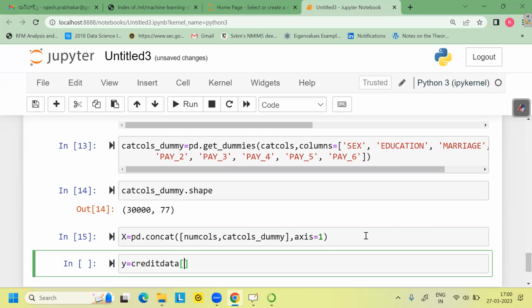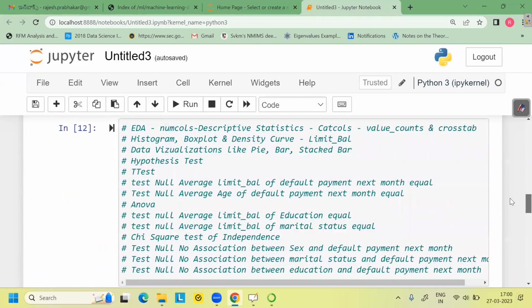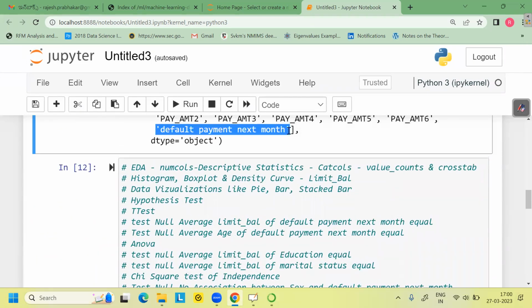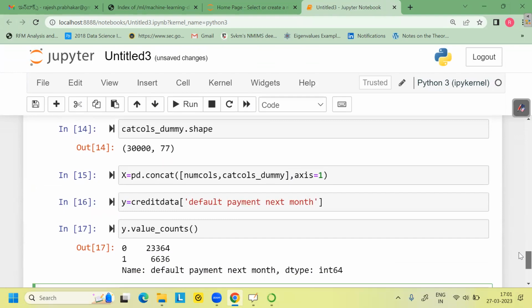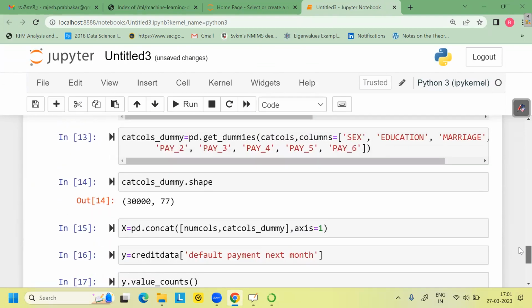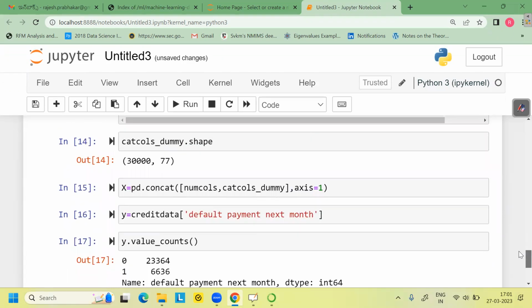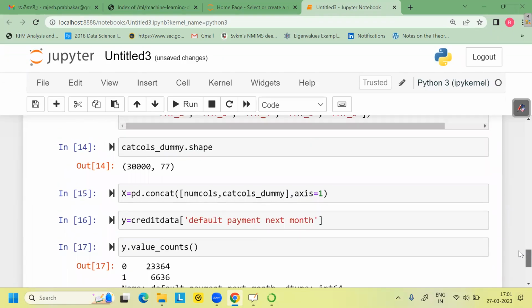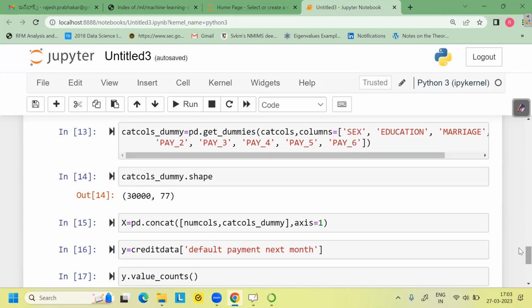For credit_data, square bracket, single quote, because there is a space in the name, right? Use square brackets, single or double quotes, then value_counts. So 23,364 people have paid on time, and 6,636 people have defaulted on credit card payment. All right, can we move forward?